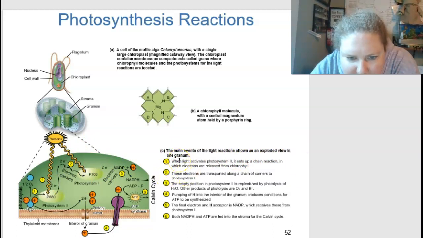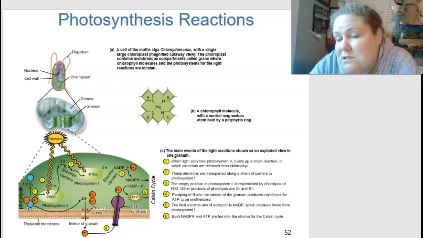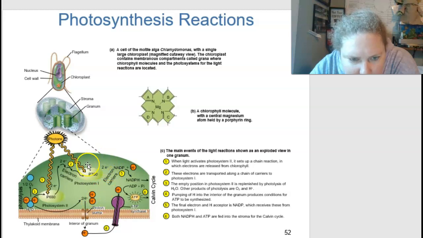When light activates photosystem 2 over here, it sets up a chain reaction in which electrons are released from chlorophyll. These electrons are then transported along the chain of carriers to photosystem 1, kind of like in the ETC, right? And then down in 3, the empty position in photosystem 2 is replenished by the photolysis of water, and the products of photolysis are oxygen and hydrogen.